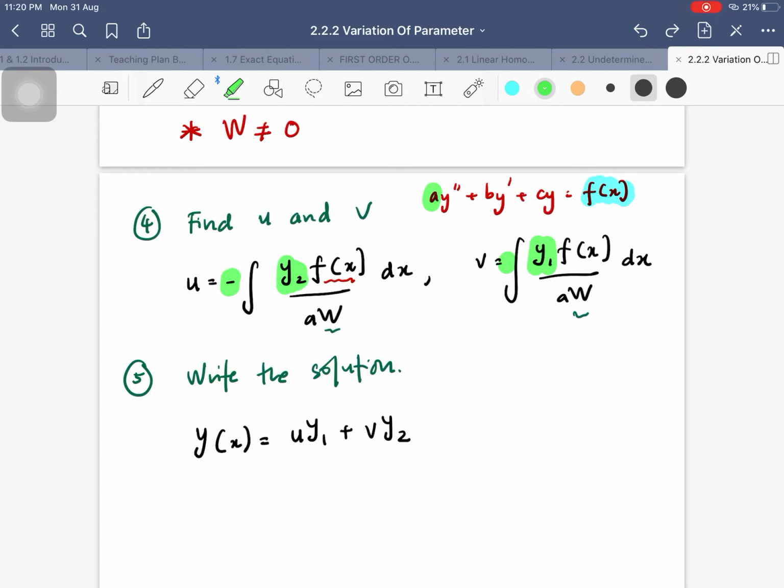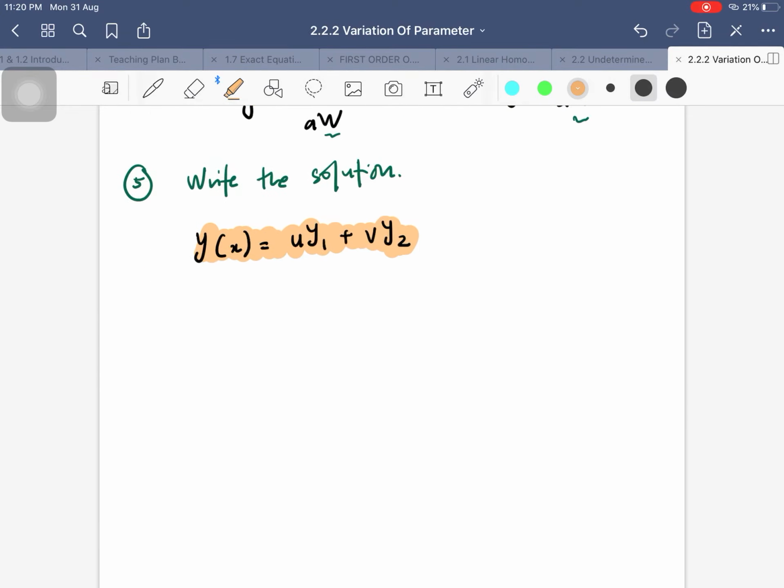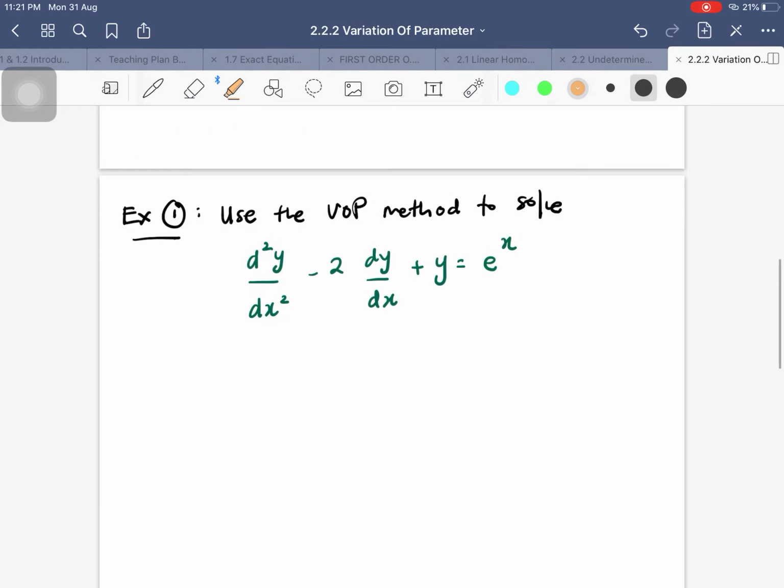And after you have found all those elements, all you have to do is put them together. So the solution for y of x is going to equal u y1 plus v y2. That's it. For the case of VOP, you don't have to worry about linear independency or linear dependency. Nope. You only have to use these formulas, okay? And you don't need to memorize any of these formulas. The formulas are going to be given in the appendix section, whether it's going to be a test or your final exam. So the formulas are given.